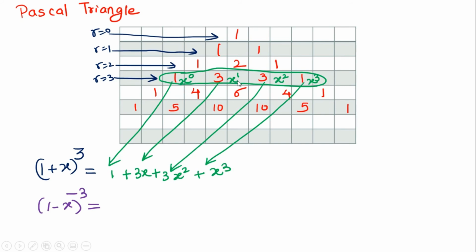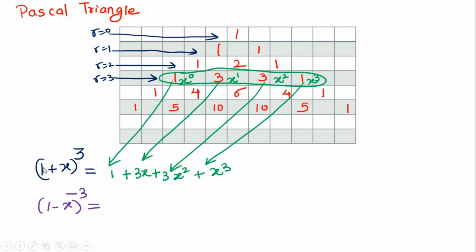This is the coefficient of x to the power 1. This is the coefficient of x square, x cube. So you just have to perform addition of all of this. You will get the equation: x to the power 0 is 1, so it will be 1 plus 3x square plus x cube. This is the value for (1 plus x) to the power 3.